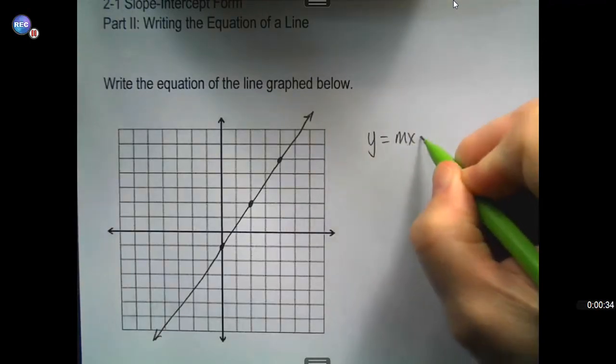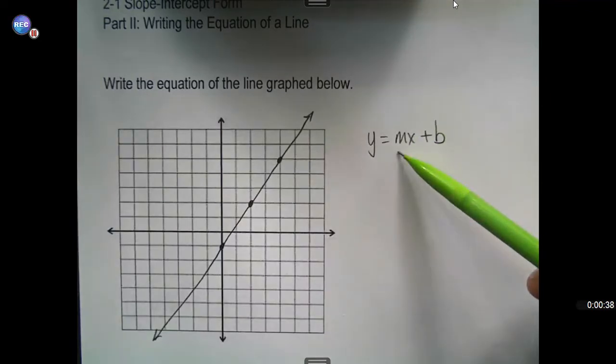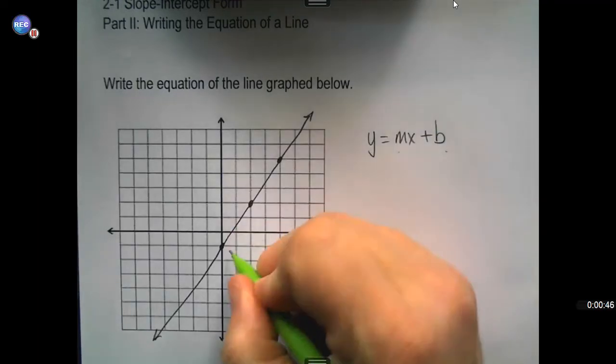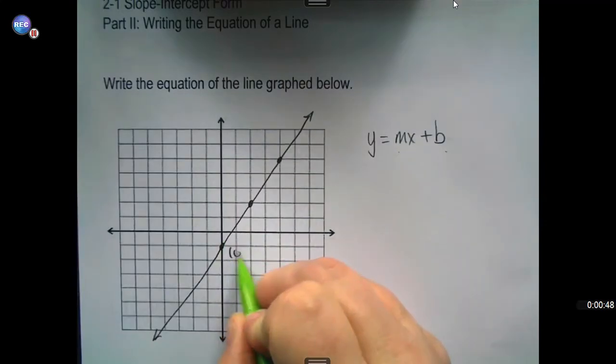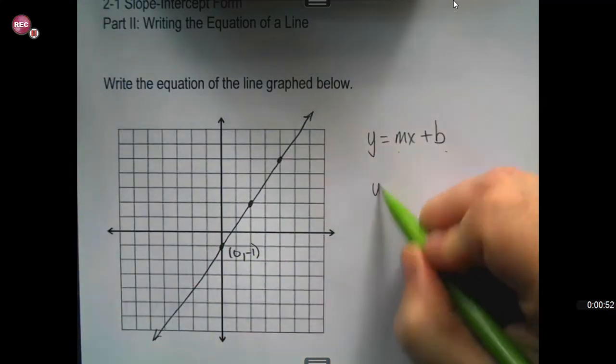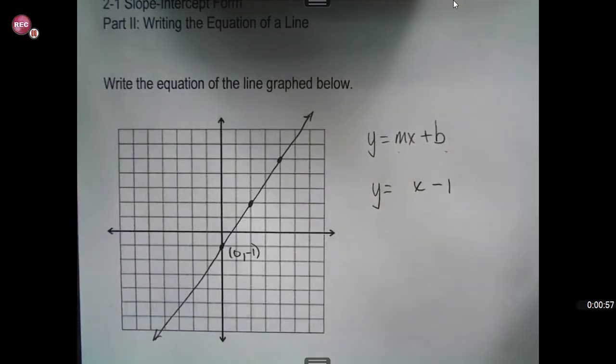So y equals mx plus b. I need to know the slope and I need to know the y-intercept. Looking at this graph, I can figure out both. I can see where it's crossing the y-axis. That's at (0, -1). So b is -1. Something x minus 1. Then for that something in front of the x, I find the slope.